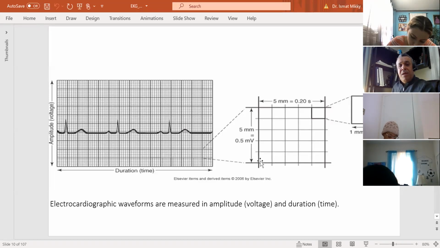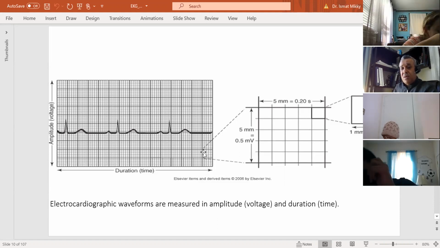So the PR interval goes from 3 up to a max of 5 small boxes, which is equivalent to 1 large box, which is this one.